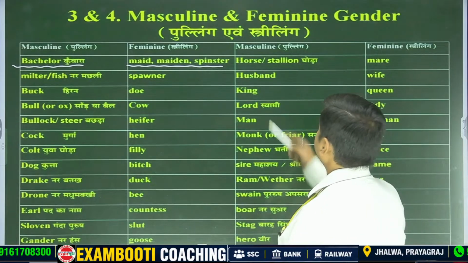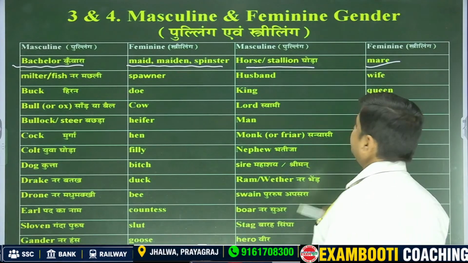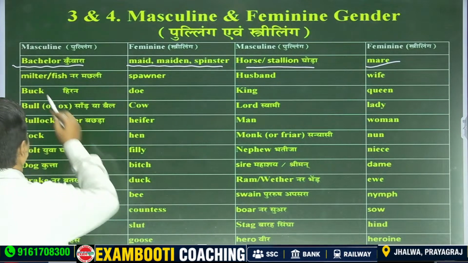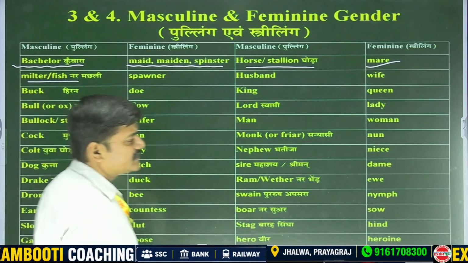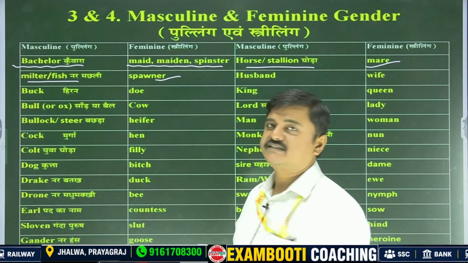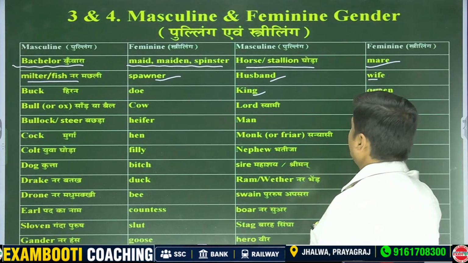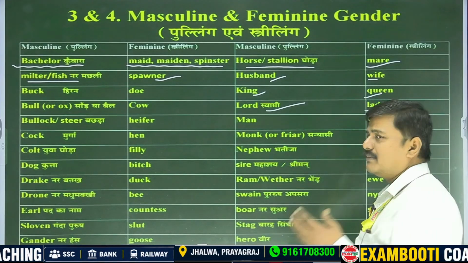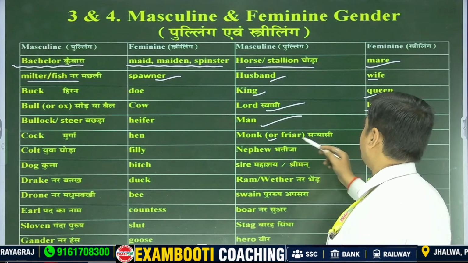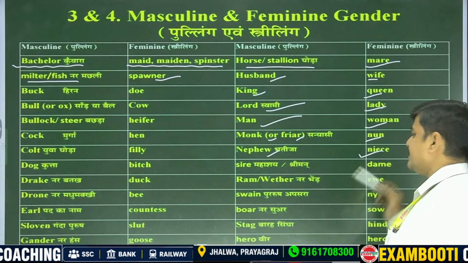Let's take some more words like horse or stallion. This is the male version and its female or feminine gender is mare. Milt or fish, that is the masculine gender and its female version is used as spawner. Husband, wife, everybody knows. King and queen, everybody knows. Lord, lady, everybody knows that. Man and woman, everybody knows that. Monk or friar, that is nun. We discussed yesterday. Nephew and niece, everybody knows.